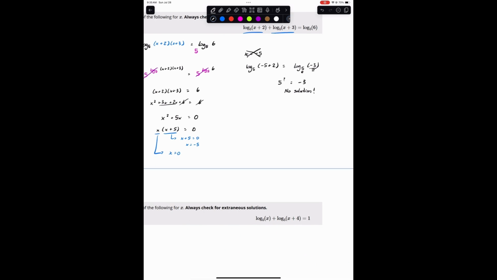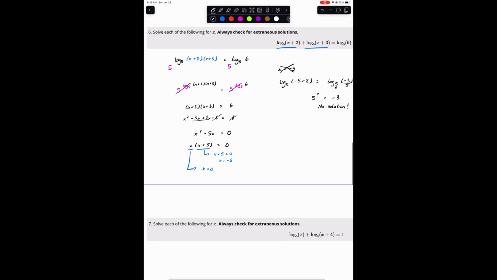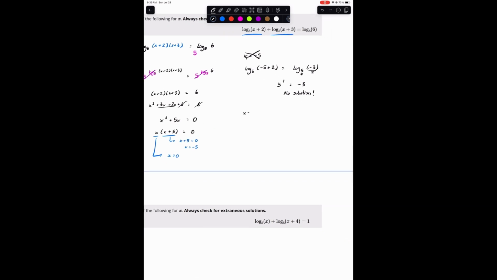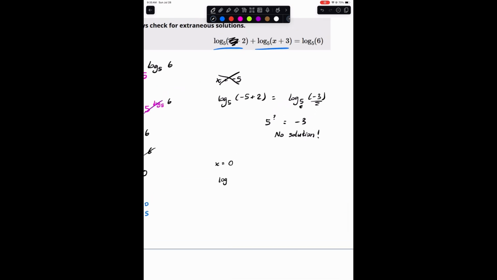Okay. What else? x equals 0. So we have log, so with the 0, that means we just ignore this part.